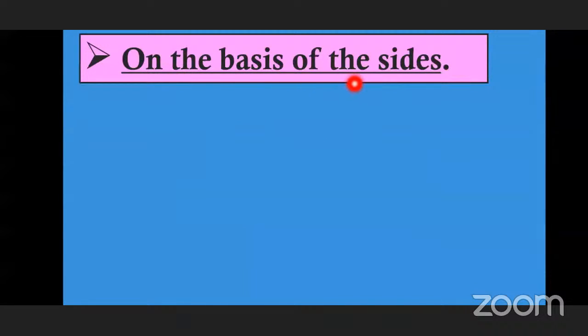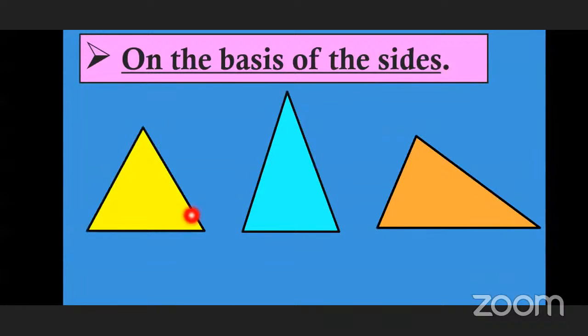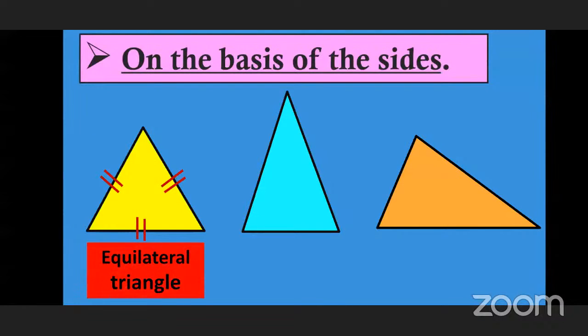See, on the basis of the sides, triangles are classified into three types. In the first triangle, children, the triangle is having all the three sides congruent. So can anyone tell me a triangle whose all the three sides are congruent, what is its name? Equilateral triangle. Yes, very good. So a triangle whose all three sides are congruent, congruent means equal, is known as equilateral triangle.